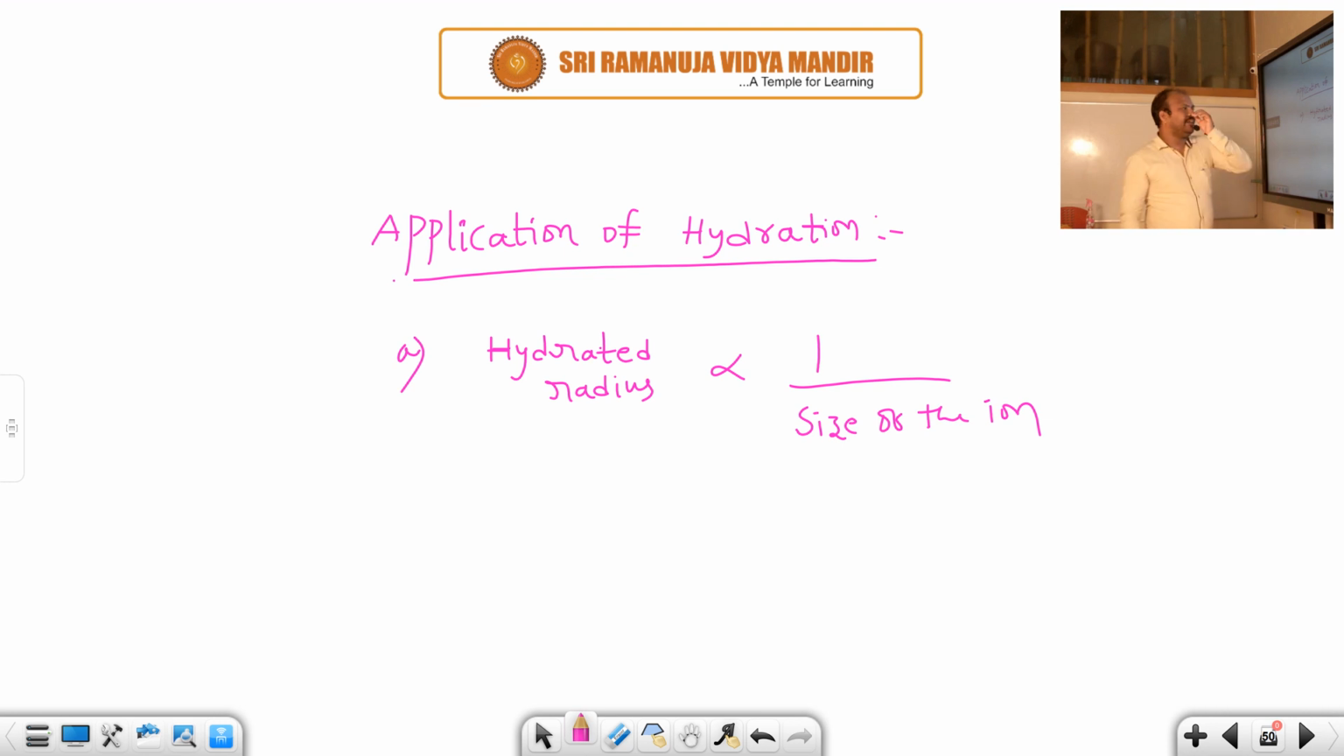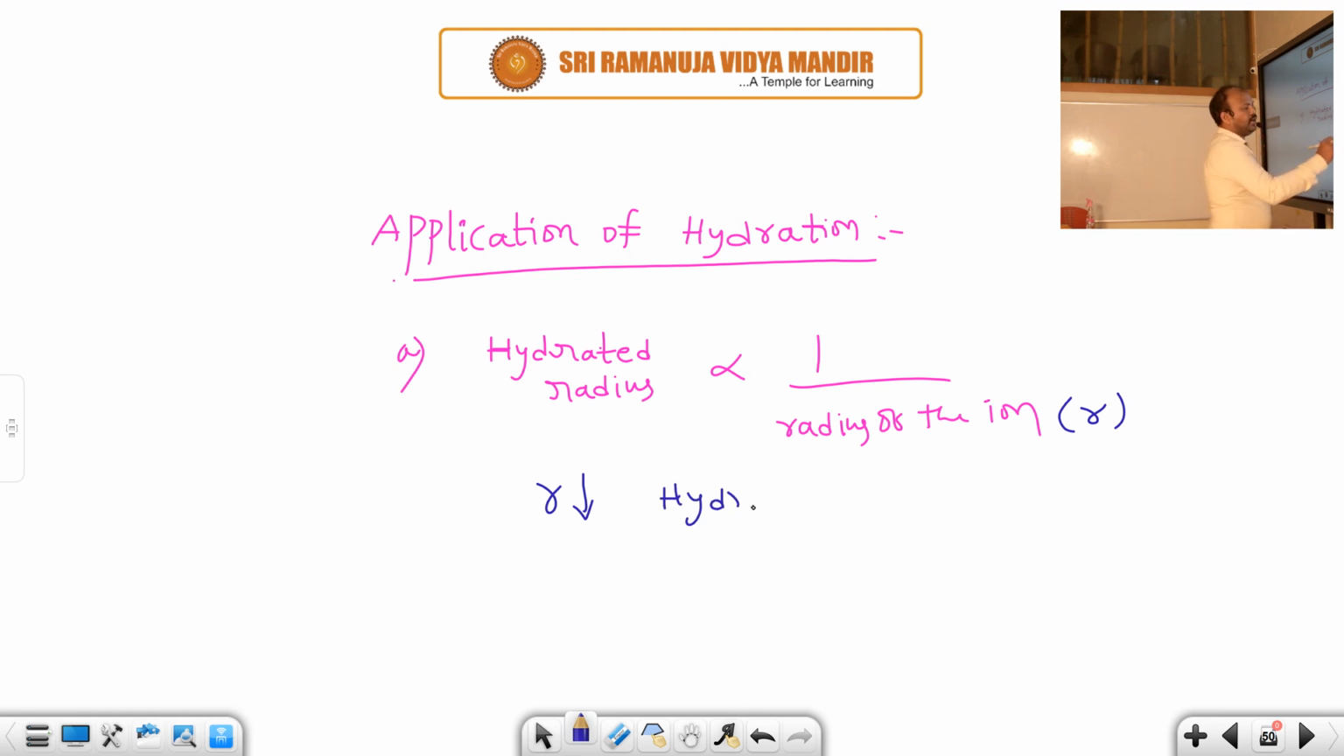So what is hydrated radius? You know very well here. Size of the ion means radius of the ion. Students, size is nothing but radius. Here what will happen? Radius means R. When the radius of the ion, either cation or anion, decreases, hydration increases.